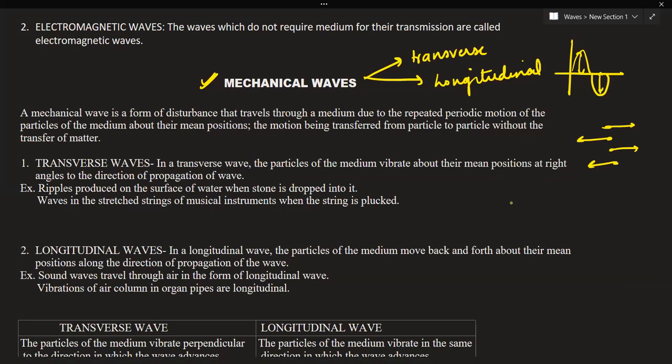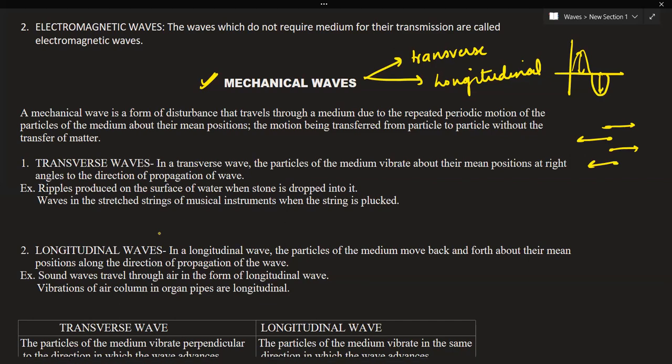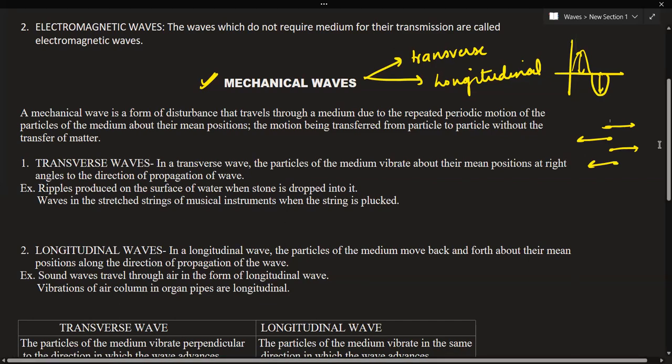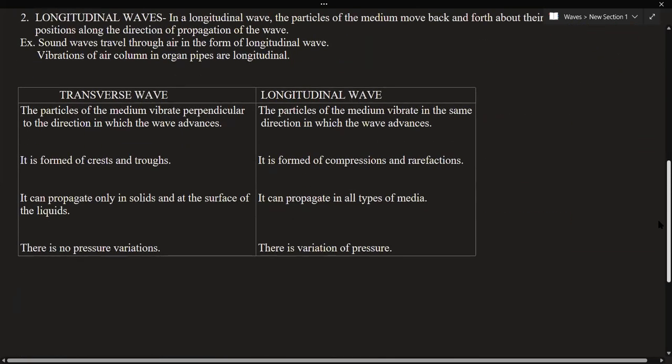Basic examples: ripples produced on the surface of water when a stone is dropped into it, and waves in the stretched strings of a musical instrument when the string is plucked, are transverse. Sound waves are longitudinal waves, and vibrations of air columns in organ pipes are longitudinal; we will be dealing with organ pipes. These are just the basic differences between transverse and longitudinal waves. The particles of the medium vibrate perpendicular in transverse waves, and in the same direction in longitudinal waves. Since they vibrate at right angles, crest and trough are formed.